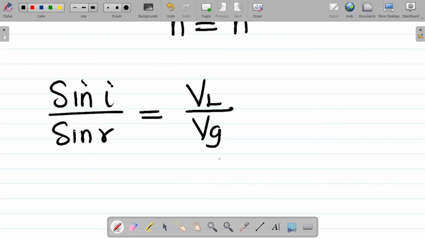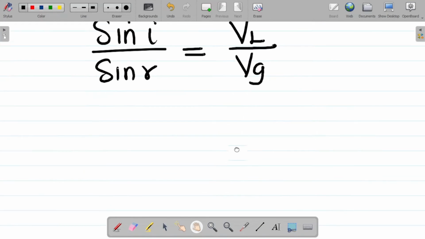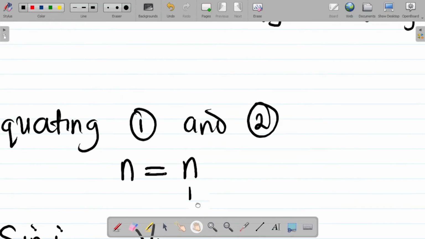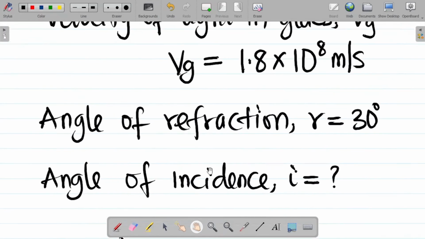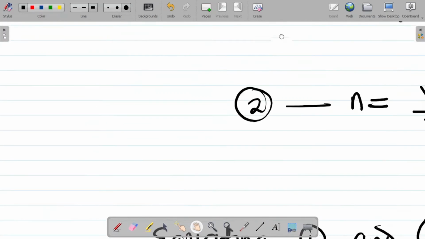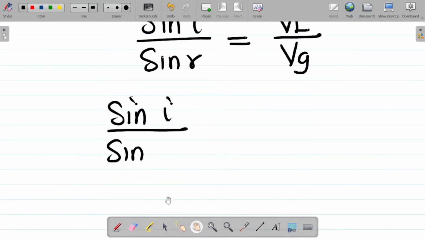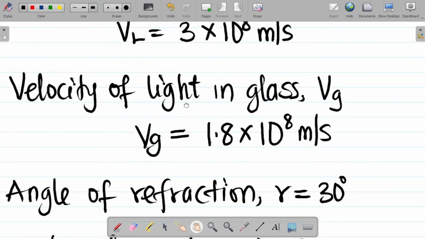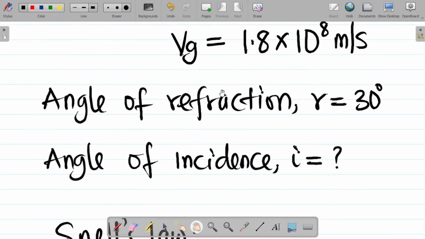So we have this. All right, let's impute values. From here we'll have that sine i over sine r. We set the value of r from here as 30 degrees, so that's all over sine 30. It's equal to, what's VL?